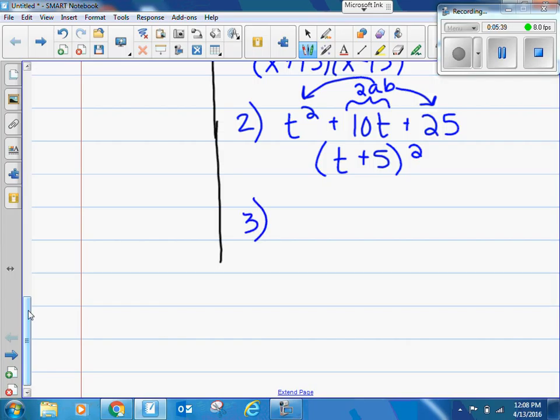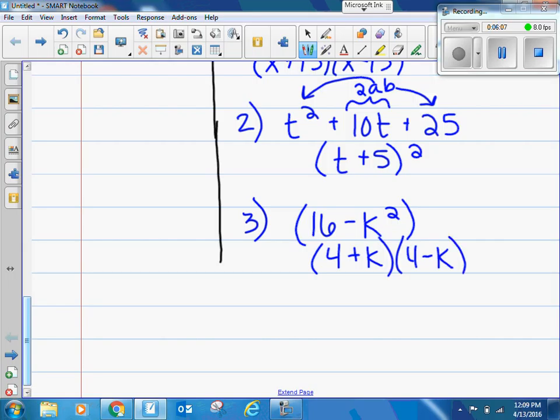Let's look at 16 minus k squared. Same thing, just because you can't flip the k squared and the 16. Subtraction is not commutative. It's a huge difference to say k squared minus 16. But that doesn't matter, they're still perfect squares. So the square root of 16 is 4: 4 plus k, and then 4 minus k, and you're done. All right, got a couple more examples.